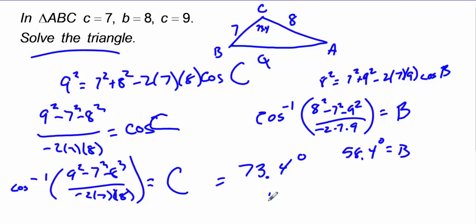So then I just take 180 minus 73.4 minus 58.4 to get A, and then I'm done.